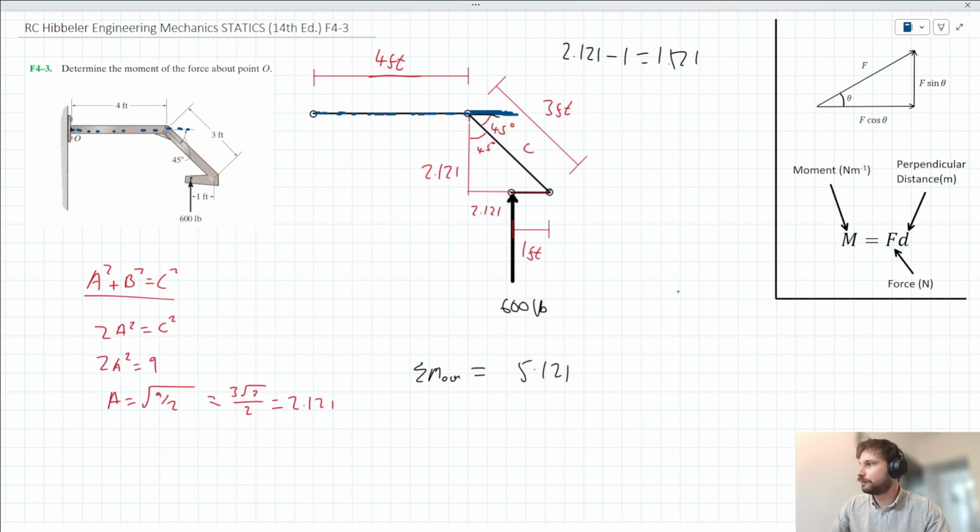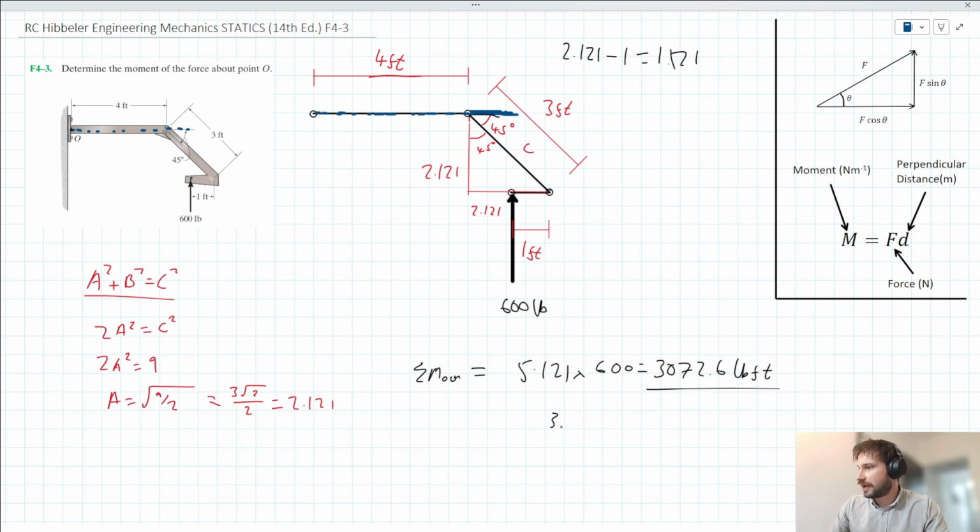Okay, we can say then that the sum of moments about point O, acting anti-clockwise here, is equal to the product of this 5.121 length and this 600-pound force, okay? So we can just multiply these together, which gives us a rough solution of 3,072.6 pound-feet. And that's our solution there.